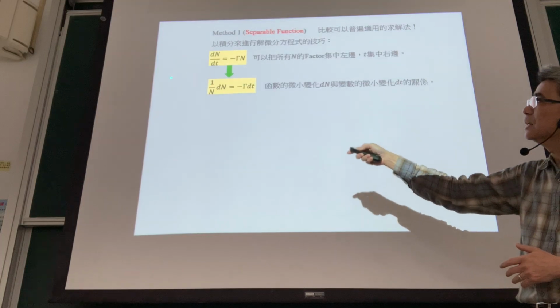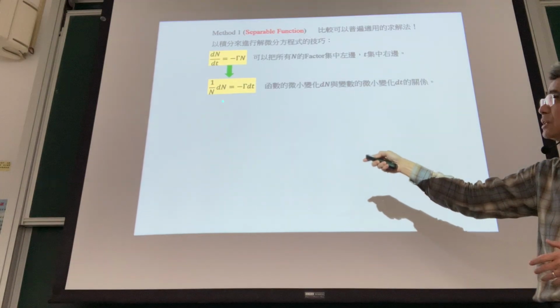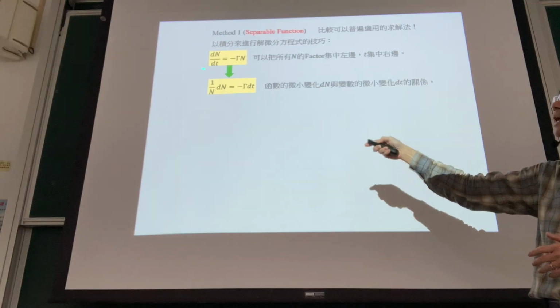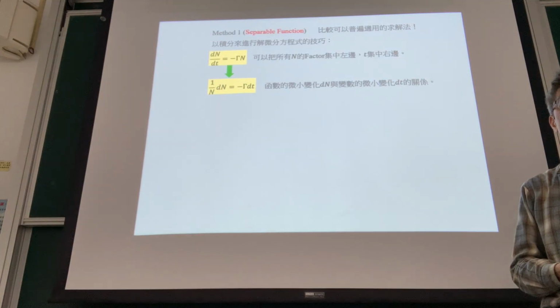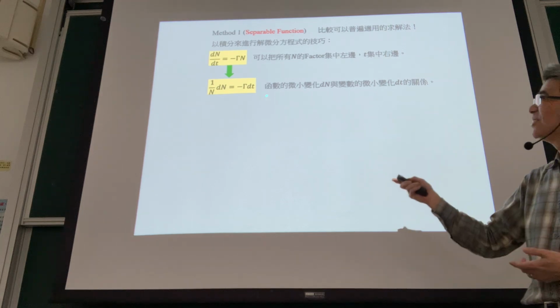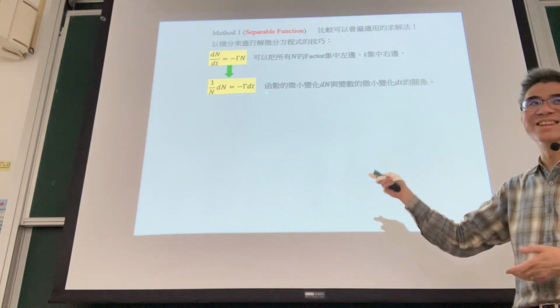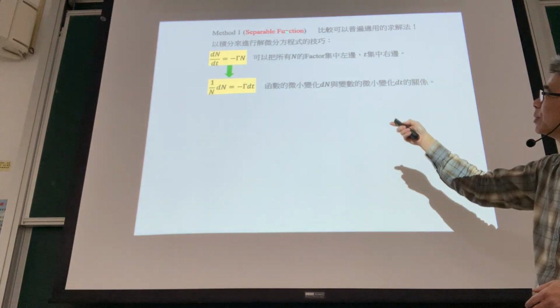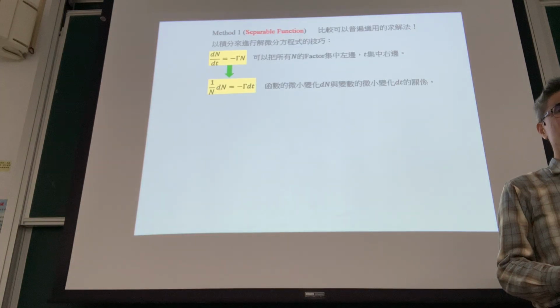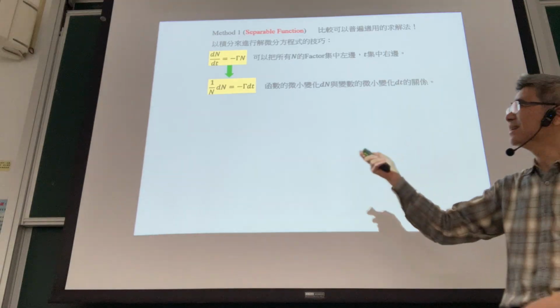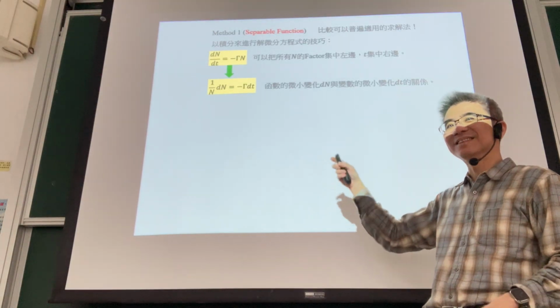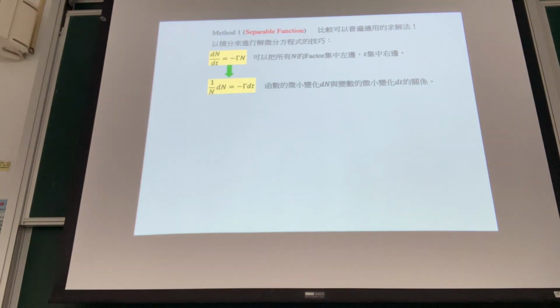And then, if I have done this, the equation on the left-hand side is a function only of n. There's no t. On the right-hand side, there's t and no n. That's why it's called a separable function. The function and the variable can be separated, keeping one on one side and the other on the other side. That's the point. Okay.